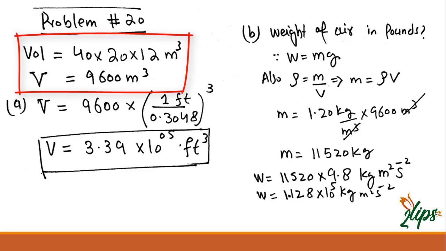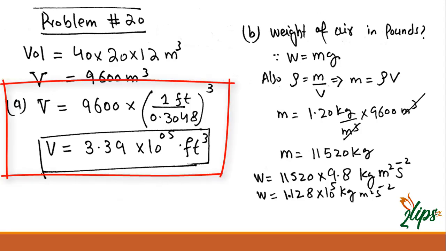So 40 into 20 into 12 gives me 9600 meters cubed, but this volume is in meters cubed, so I have to convert it into feet cubed. Since 1 foot is equal to 0.3048 meter, 1 meter will be equal to 1 over 0.3048. Putting it here and taking its cube, this will give me the volume in cubic feet. So V is equal to 3.39 into 10 raised to power 5 cubic feet.